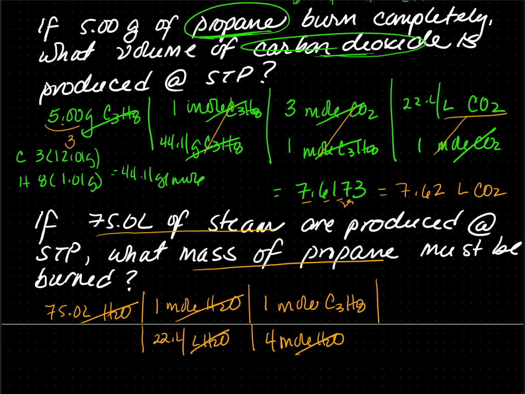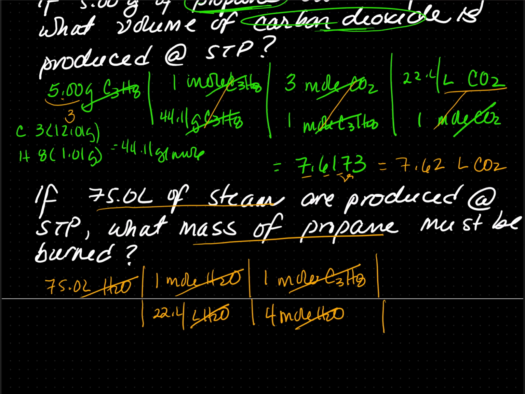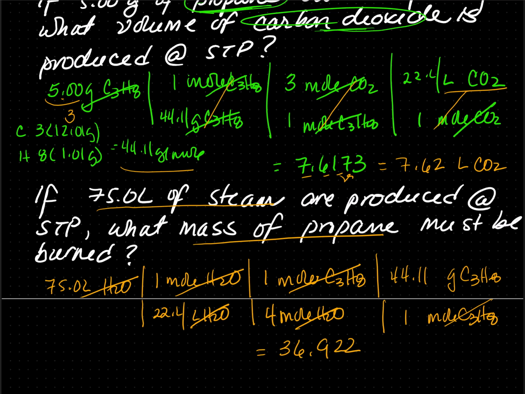So moles of C3H8 on the bottom. We're looking for mass, so we're going to do molar mass, which is grams of C3H8. This is equal to 1 mole, and we are looking for the mass of C3H8, which we found up here as 44.11. So I multiply 75 times 1 times 1 times 44.11 divided by 22.4 times 4 times 1. You should get approximately 36.922.